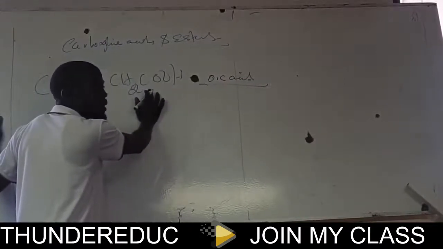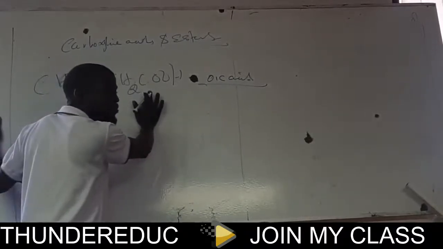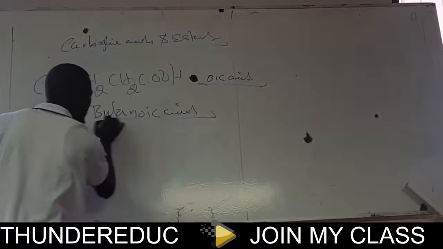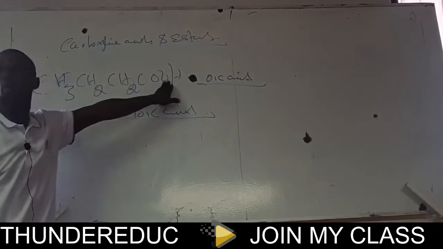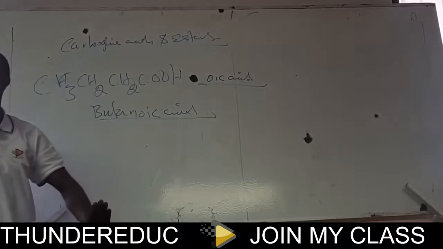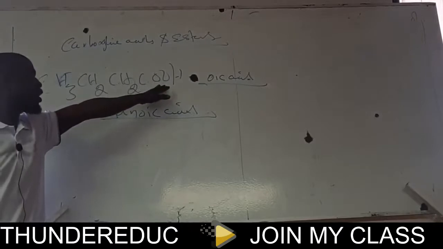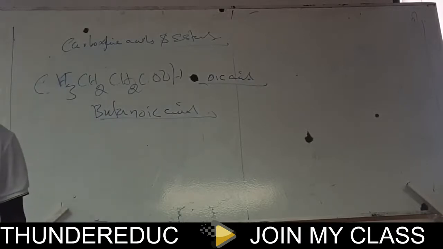So it's 1, 2, 3, 4. It becomes butanoic acid. Simple. When you see a double O, that is either a carboxylic acid or an ester. If it's at the end or at the beginning, it's a carboxylic acid. If it is along the molecule, then it's an ester. So the oic acid is solid.